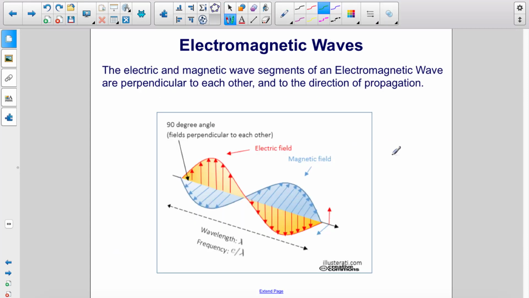The electric and magnetic wave segments of an electromagnetic wave are perpendicular to each other and to the direction of propagation. We have an electric field, I'll do this in red, propagating in this dimension, creating a magnetic field that's perpendicular in this direction, and they're traveling in this direction, which is also perpendicular to either one of those dimensions.